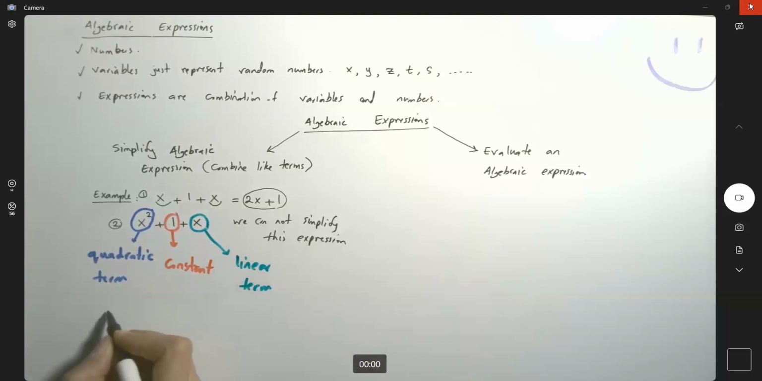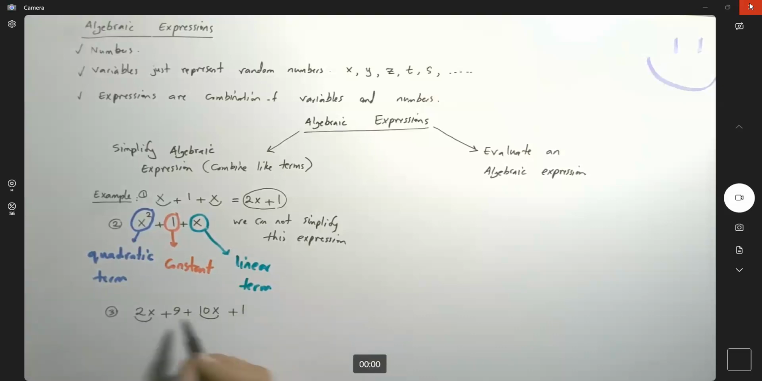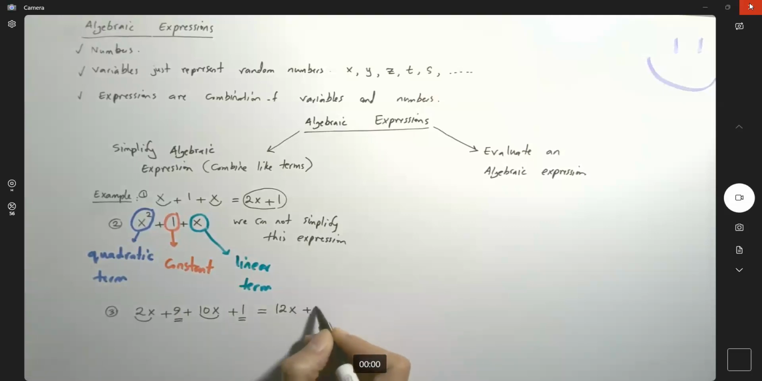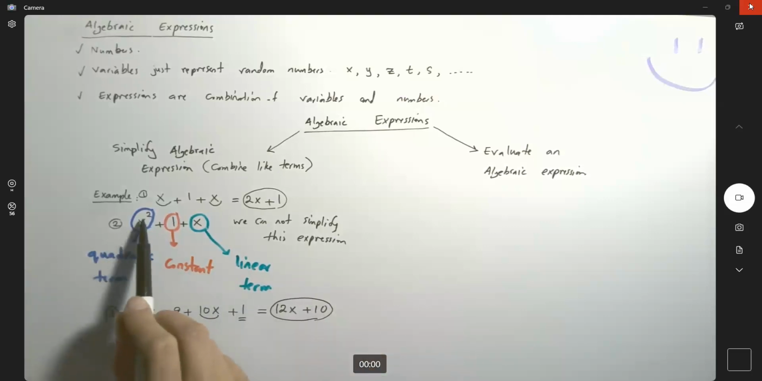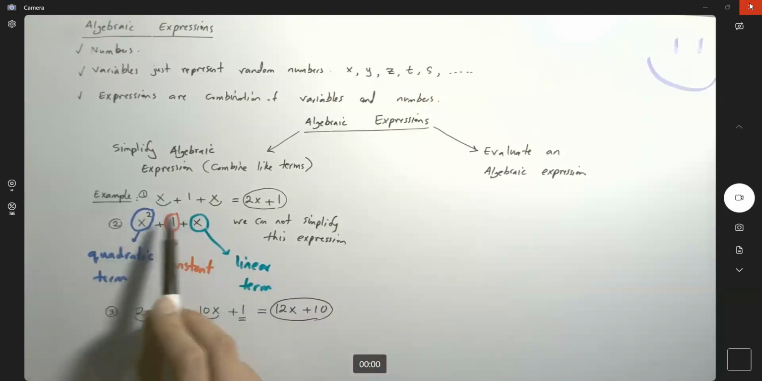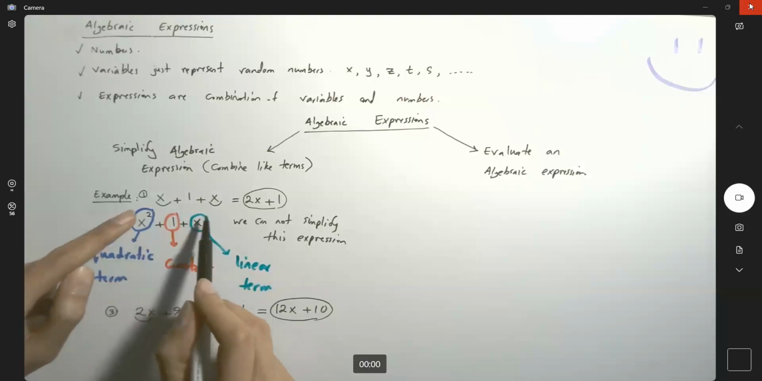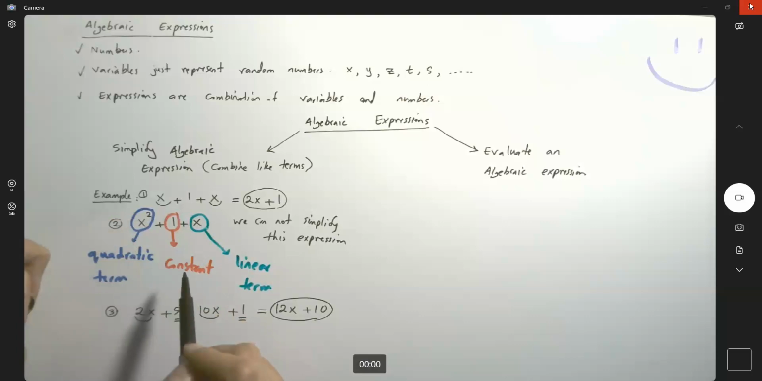Why not this one here, number 3? Suppose I give you 2x plus 9 plus 10x plus 1. What about now? Well, I have 2x and 10x. They are both linear expressions. This becomes 12x. Then I have 9 and 1, which is 10. We simplify this algebraic expression. So note that if you have different exponents, you are not allowed to combine these. These two are two different objects. There is no way you can combine these.